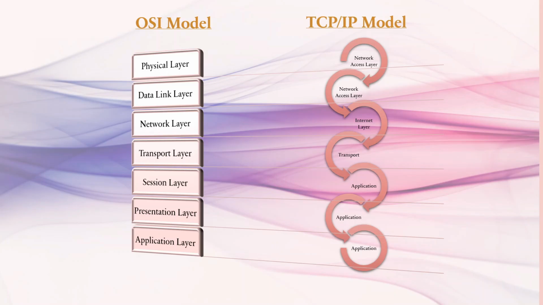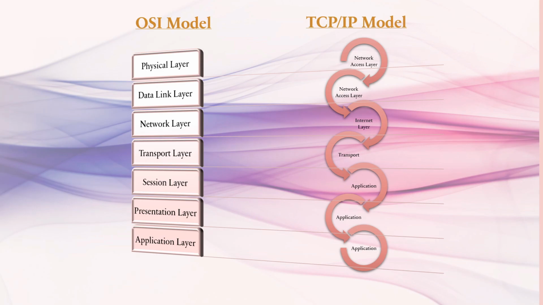The OSI model defines a theoretical protocol suite that is not used in practice, while the TCP/IP model defines the actual protocol suite used on the internet. Naming of the layers. The OSI model layers are named from layer 1 to layer 7, that is physical layer to application layer, while the TCP/IP model layers are named from layer 1, that is network interface layer, to layer 4, that is application layer.